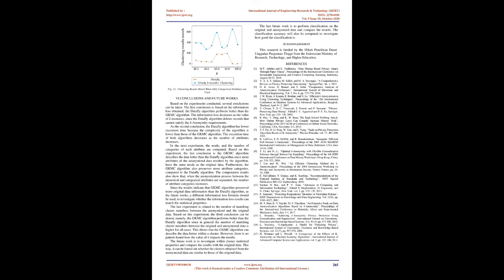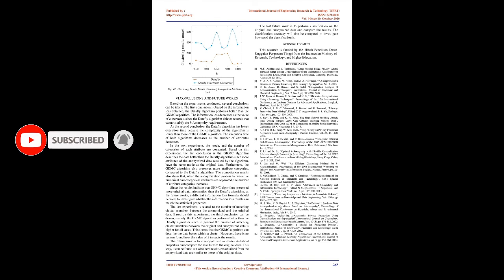The information loss decreases as the value of K increases, since the Datafly algorithm deletes records that cannot satisfy the K-anonymity requirements. As the second conclusion, the Datafly algorithm has lower execution time because the complexity of the algorithm is lower than those of the GKMC algorithm. The execution time of both algorithms decreases as the number of attributes decreases.